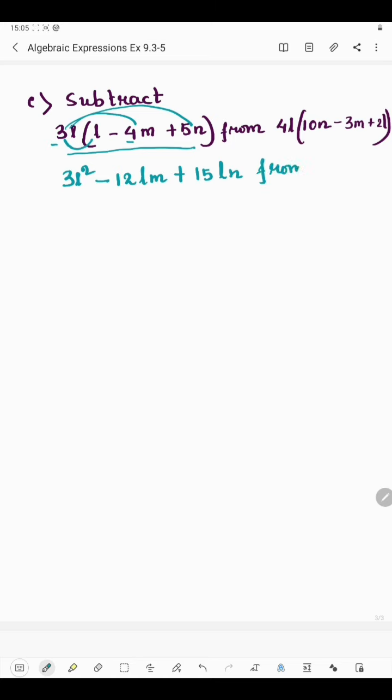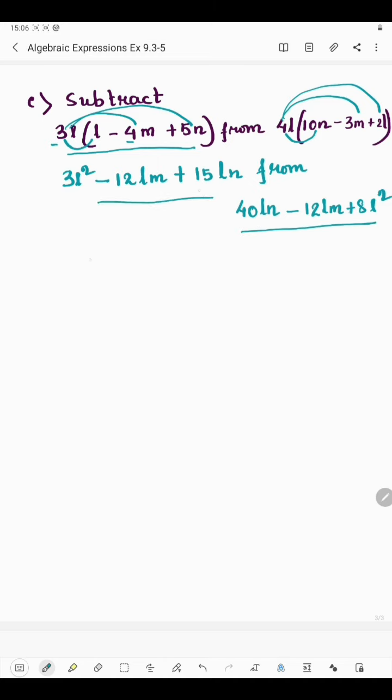Now similarly we will have to multiply this. So this into this. So 4 into 10 is 40. Now l into n is ln. Minus 4l should be multiplied by the second term. So 4 into 3 is 12 and l into m is lm. Now multiplied by the third term. So 4 into 2 is 8. Now l is present twice, so we'll write l square. Now from this expression we will have to subtract this. Okay, so we will write 40 ln minus 12 lm plus 8 l square.